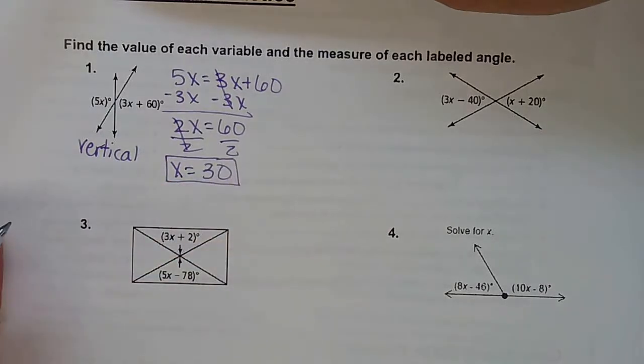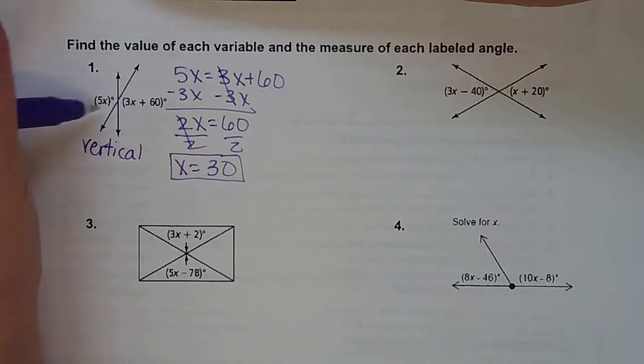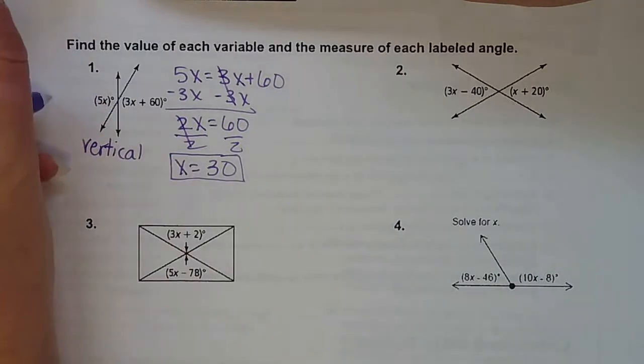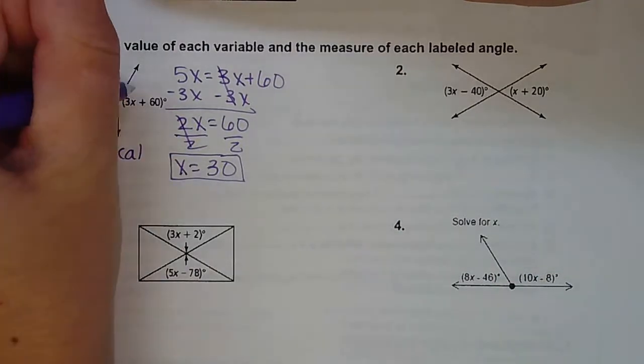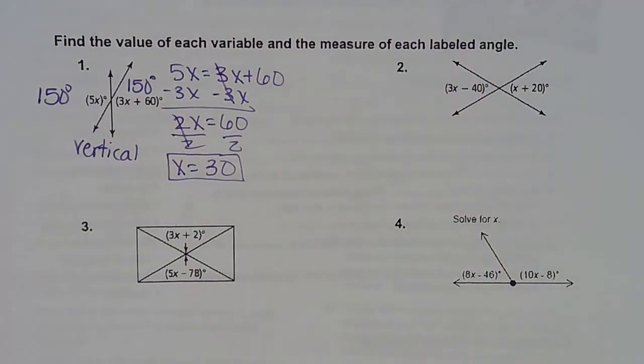And then you had to plug it back in. Because they're vertical angles, you only actually need to plug it into one spot because they're both equal to each other. So 5 times 30 is 150 degrees. And this is 150 degrees as well. Any questions?